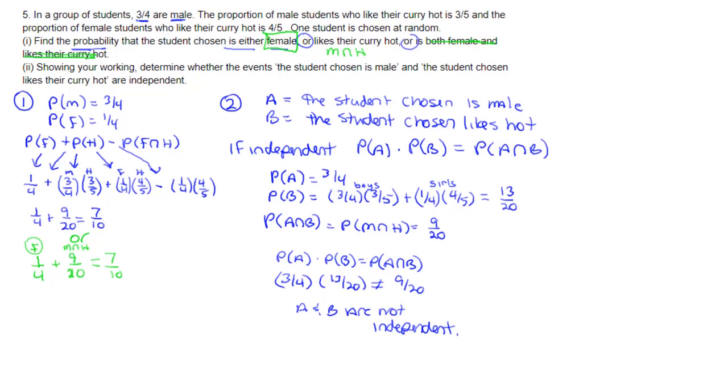Where some people get confused by this is they find the probability of A, and they find the probability of B, and then they multiply them together, and then they say, well, of course it equals the probability of A and B. And the trick is you have to figure out the probability of A and B a different way than multiplying A times B. In this case, you notice we just used the males times the percent that wanted it hot. Anyway, let's go on to the next one.